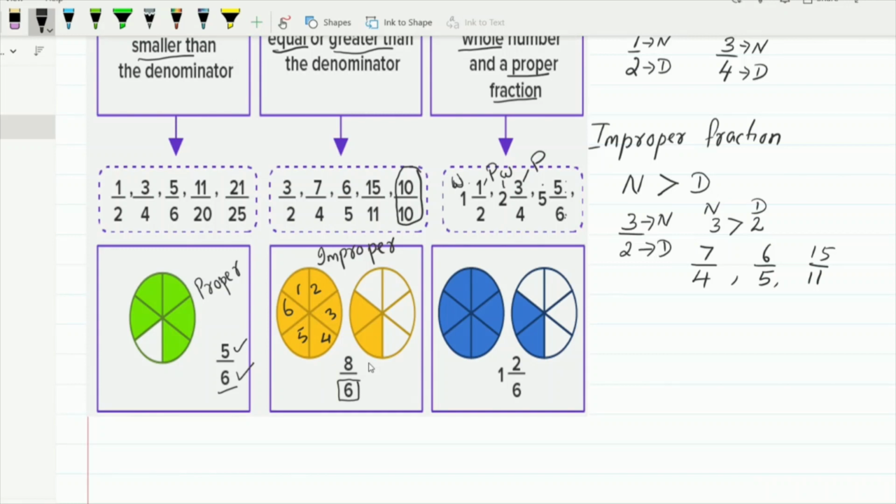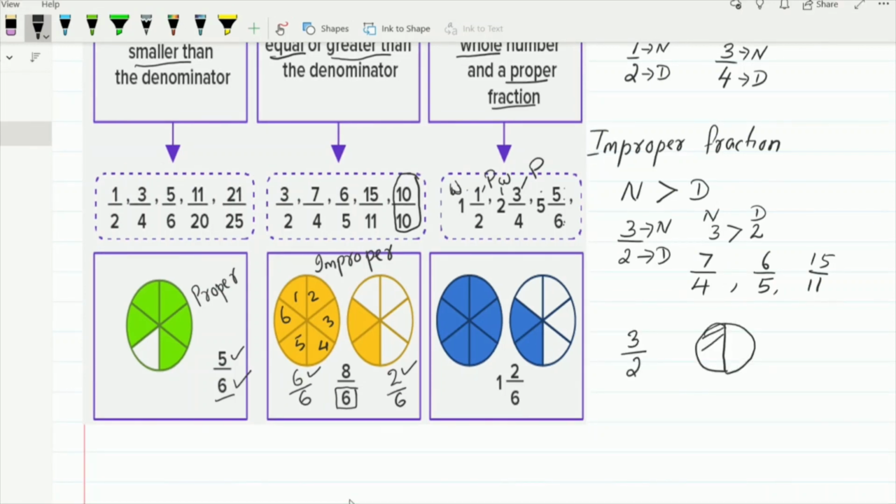Next, one more figure you have to draw, and again divide it into 6 parts. In that, 2 parts are selected. If we select all the 6 parts of the first figure, we get 6 by 6. If we select 2 parts from the next, we write it as 2 by 6. So 6 by 6 and 2 by 6. Now we add the numerators, 6 plus 2 is 8. 8 by 6 is the fraction.